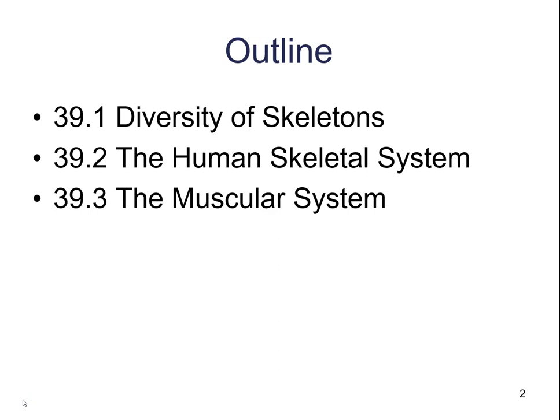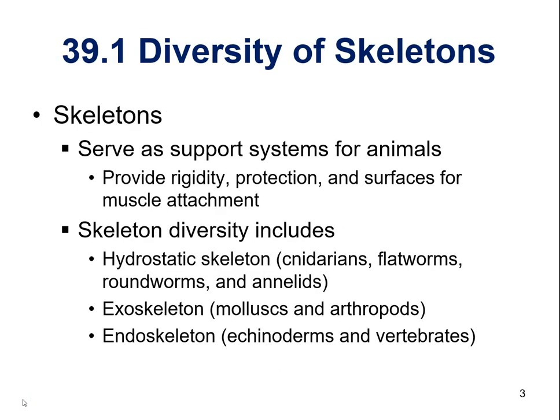All right, so in terms of the outline for this chapter, we'll talk a little bit about some diversity of different types of skeletons within different animals. Then, like I said, we'll focus on the human skeletal and then the human muscular system. Okay, so to start off, just to talk about some different types of skeletons that exist, okay?